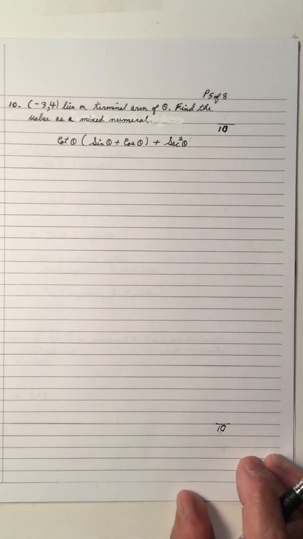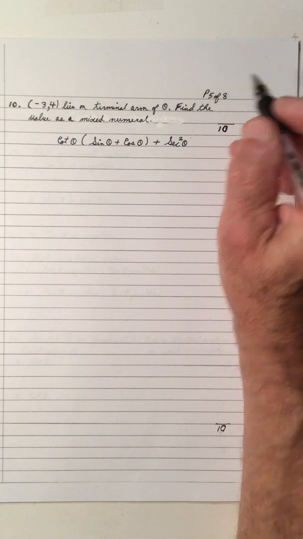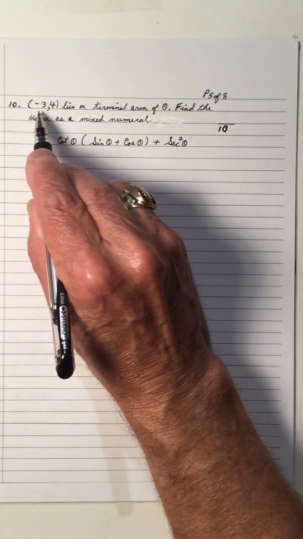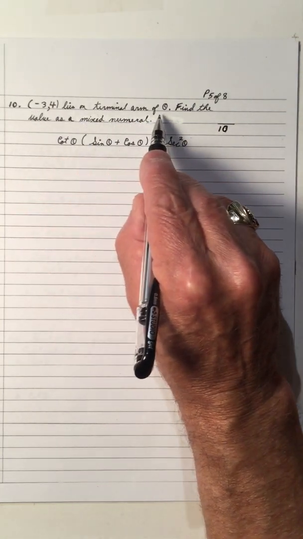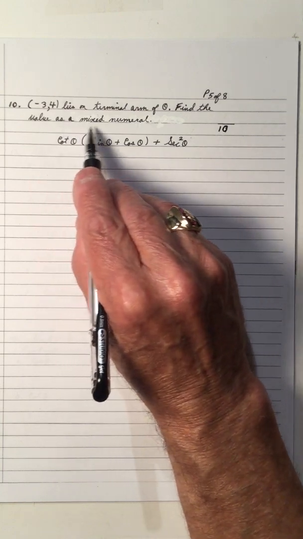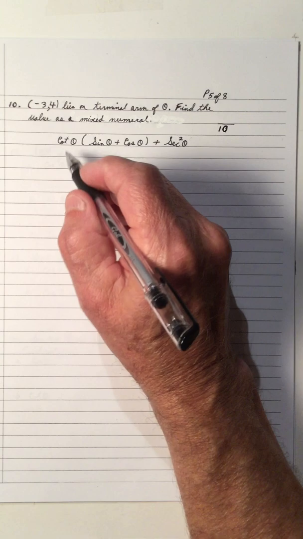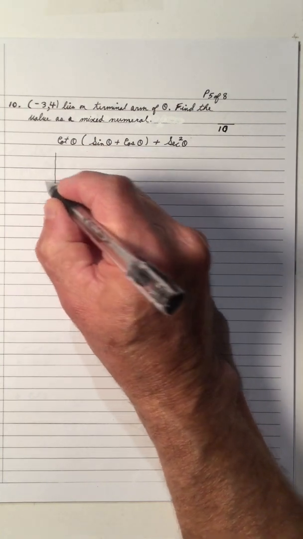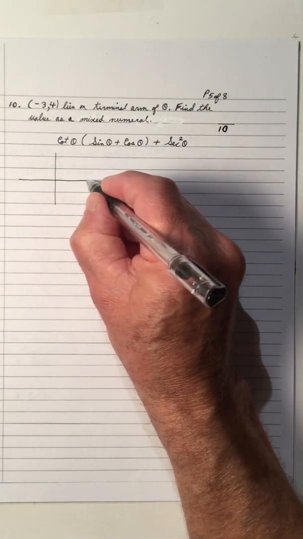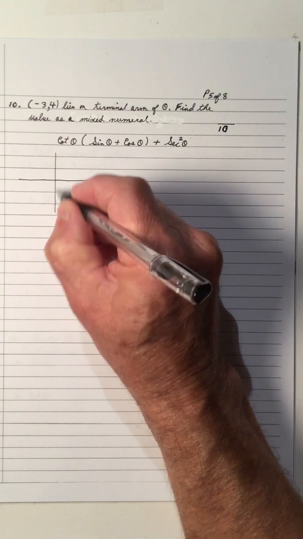Number 10. Again, don't forget to pause the video. A point, negative 3, 4, lies on the terminal arm of theta. Find the value as a mixed numeral. Okay, we have the point negative 3, 4 that lies on the circle.